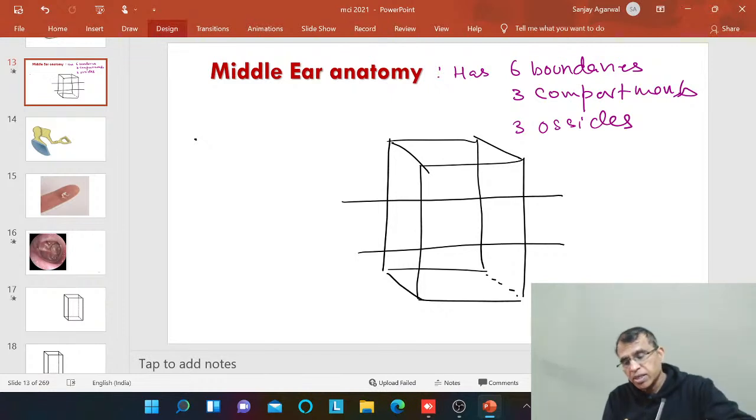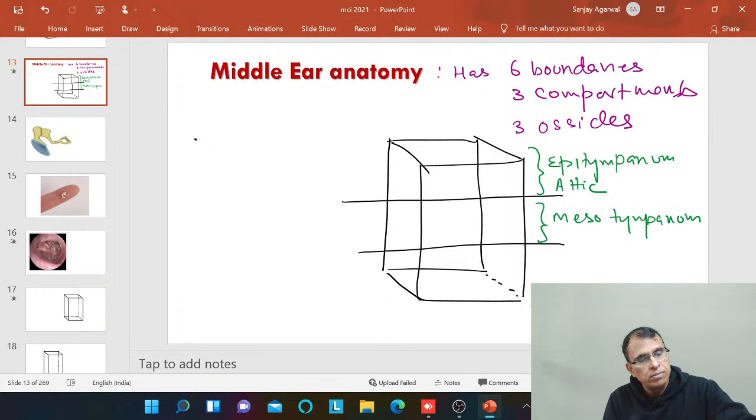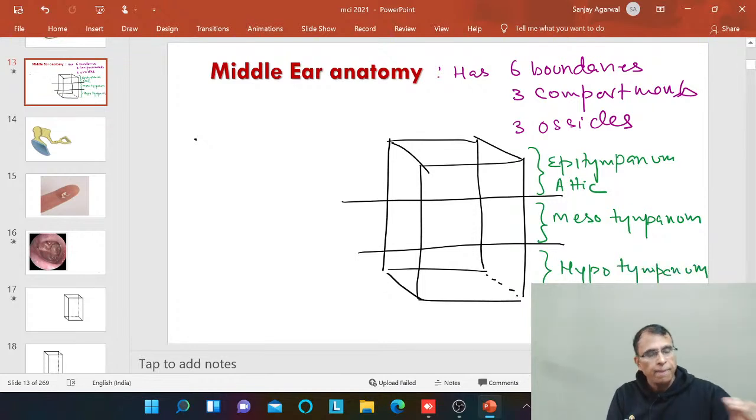And these three compartments have names and you have to know the names. That's all. So upper compartment is called epitympanum. Also called attic. Middle compartment is called mesotympanum, and lower compartment is called hypotympanum. Epitympanum, mesotympanum, hypotympanum, the three compartments of the middle ear. So this is your first thing you have to know. Epitympanum is also called the attic, as you can see from the name.